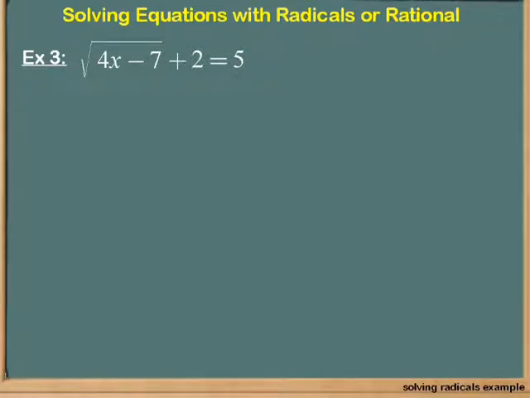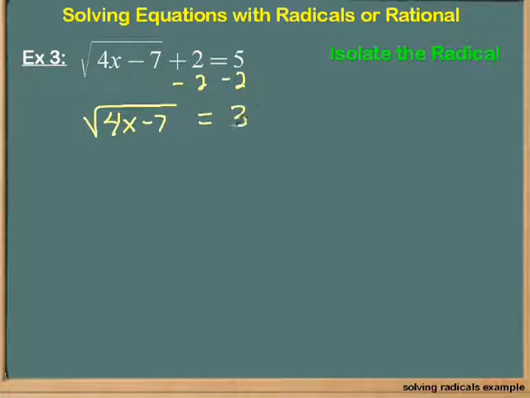In example 3, we have the square root of 4x minus 7, plus 2, equals 5. And we're going to follow the same process we did back in example 1, and that is to isolate the radical. That would mean to do what? We've got to subtract 2 from both sides, and we are left with the square root of 4x minus 7 equals 3.